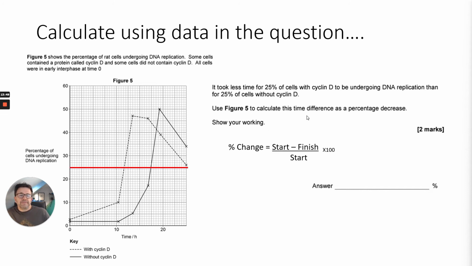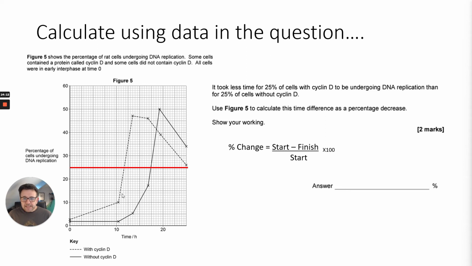It says use figure 5 to calculate this time difference as a percentage decrease. I know I can work out percentage change: it's the start minus the finish, divided by the start, times 100. If you don't know how to do percentage change, you really do need to know. That's one of the most basic, well-used calculations.